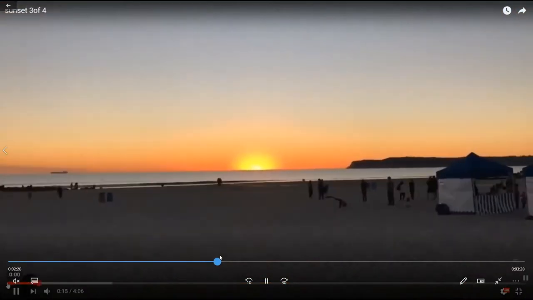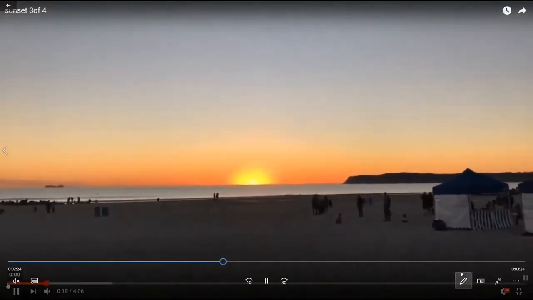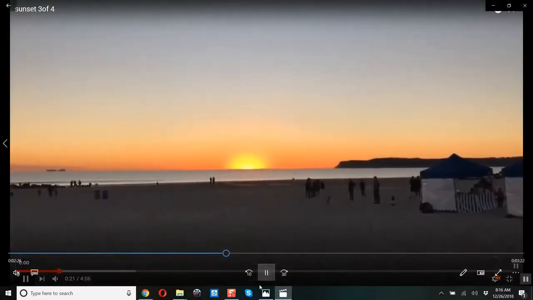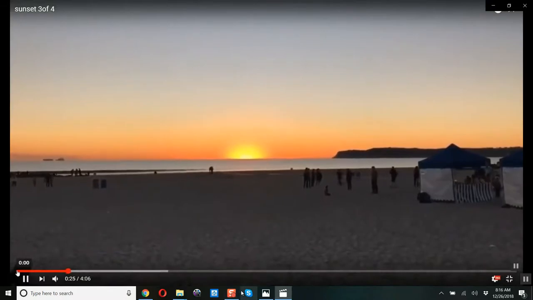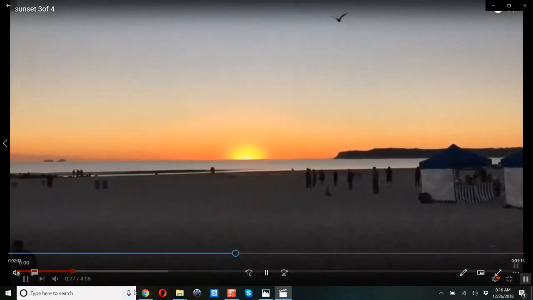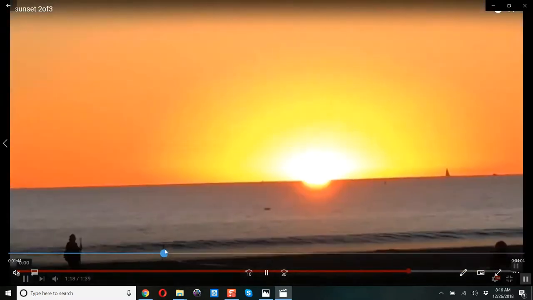Why did the sun turn yellow at sunset, right? That's what you should ask yourself. Remember when you were a kid, you drew a picture of the sun in school? What color did you use? Yellow. It had changed color. It's still there. And it's still there. Look at this.